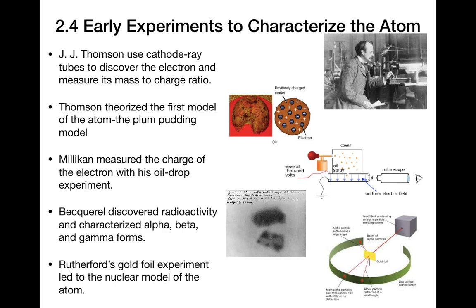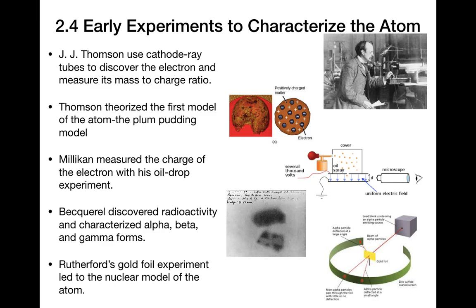Millikan was able, with his oil drop experiment, to measure the charge of the electron, and then Henri Becquerel discovers radioactivity and figures out that radioactivity has 3 types, alpha, beta, and gamma. So we're learning more and more about the particles that make up the atom.